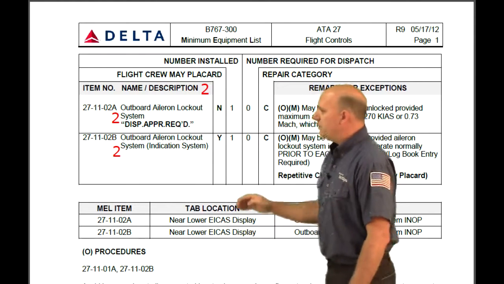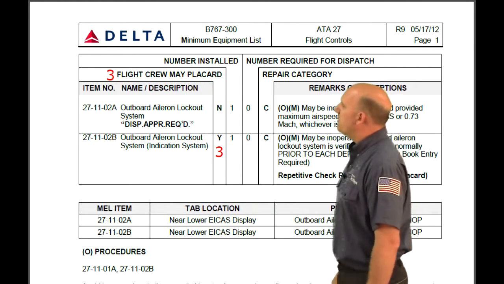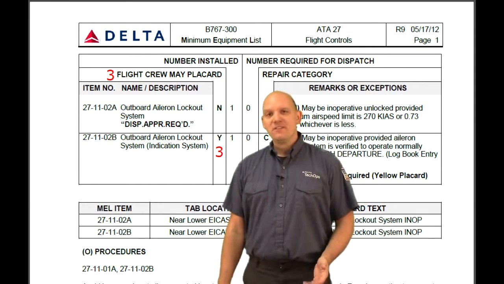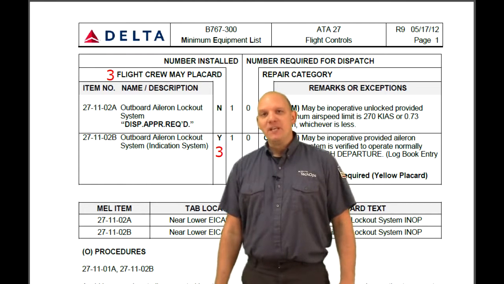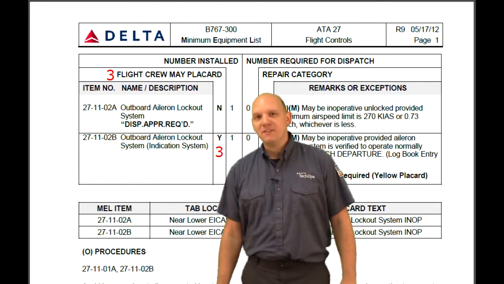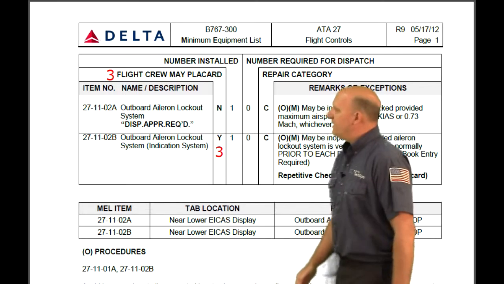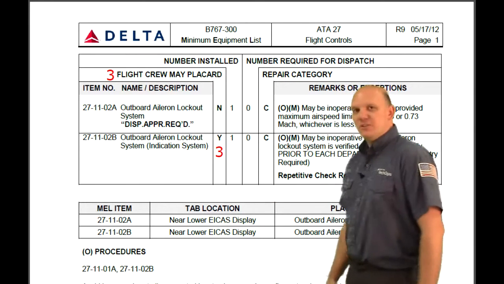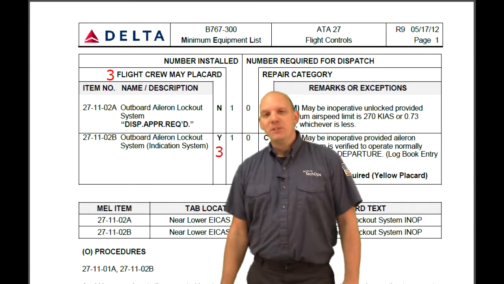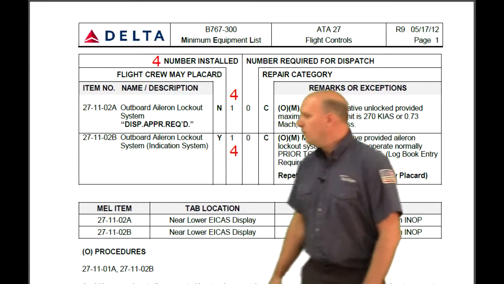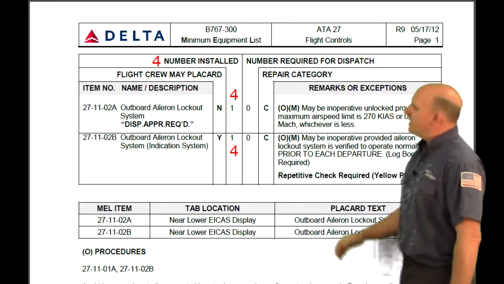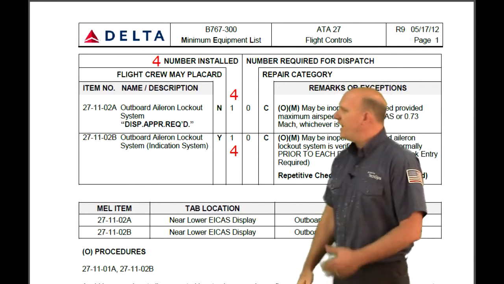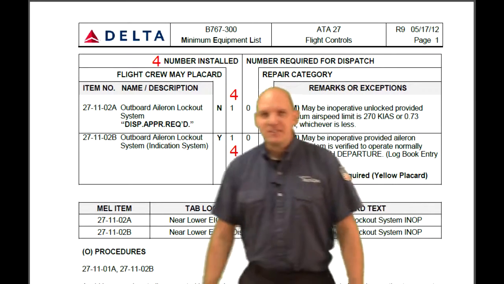So we get to item number three, flight crew may placard. We're going to see either a Y or an N. This is an indication that maybe the flight crew can carry out a procedure to make this deferral. Look how the indicating system is a Y. Maybe there aren't any procedures involved in doing this deferral. We look at number four, and that's the number of items or units or systems installed on the aircraft. We have one aileron lockout system in our example.